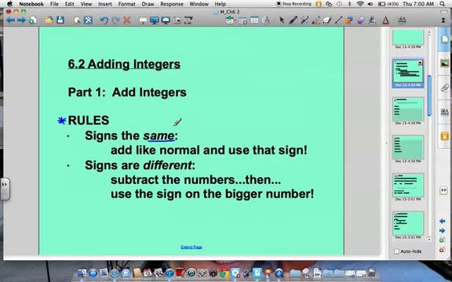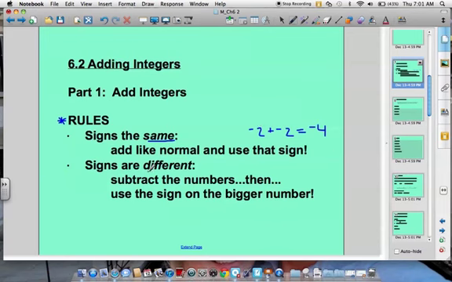If they're the same, meaning they're both positive or they're both negative, you're going to add like you normally do and just use that sign. So for example, -2 plus -2. They have the same sign because they're both negative, so I'm going to add like I normally would. I would do 2 plus 2 is 4, but because both of them are negative, my answer is also negative.